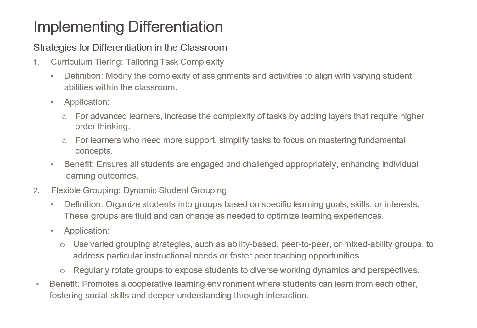Regularly rotating these groups allows students to experience varied working dynamics and perspectives, which fosters a cooperative learning environment. This supports individual learning needs, enhances social skills, and deepens understanding through interactive learning. By implementing these strategies, curriculum tiering, and flexible grouping, we create an inclusive and responsive classroom environment for all students. These approaches allow us to provide tailored educational experiences that promote maximum engagement and effective learning outcomes.